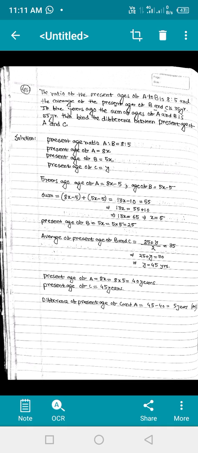Average of the present ages of B and C is (25 plus y) divided by 2 equals 35. Therefore the present age of C is 45 years. Present age of A is 40 years, present age of C is 45 years. The difference between the ages is 45 minus 40 equals 5 years.